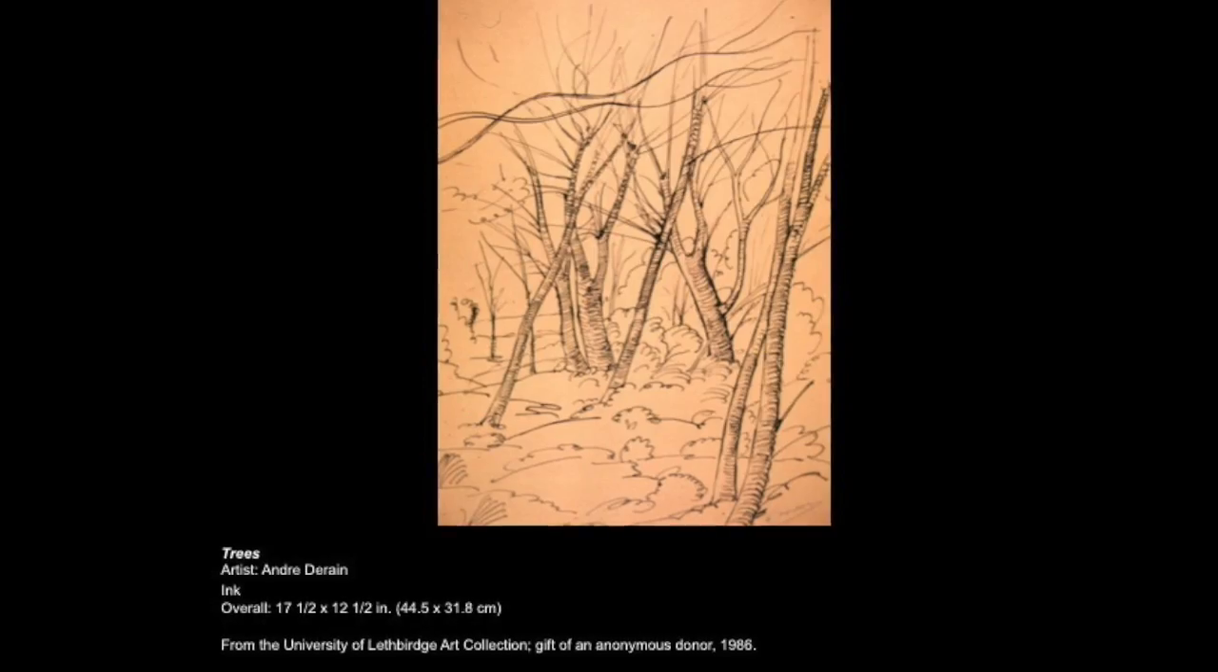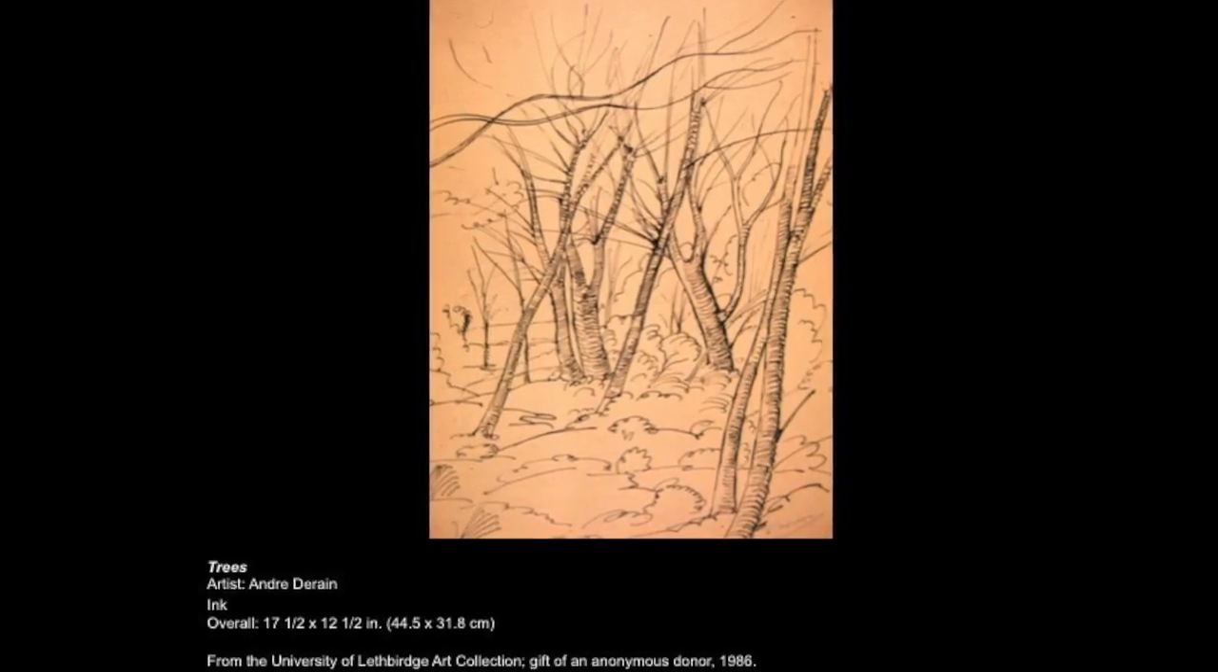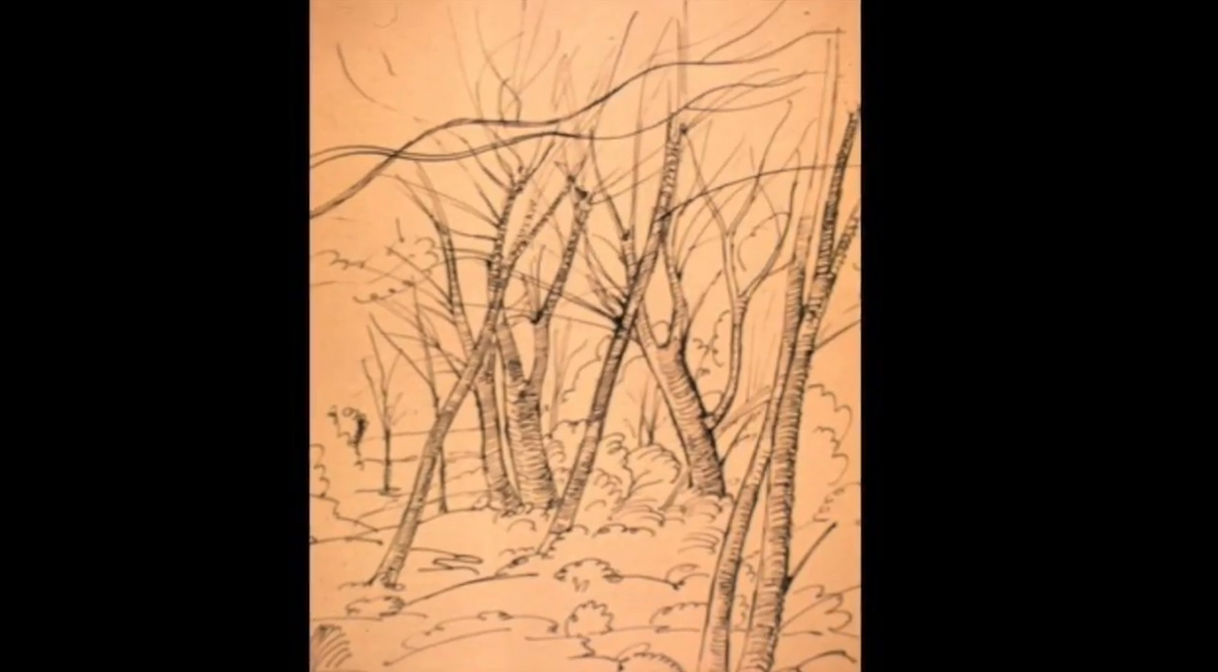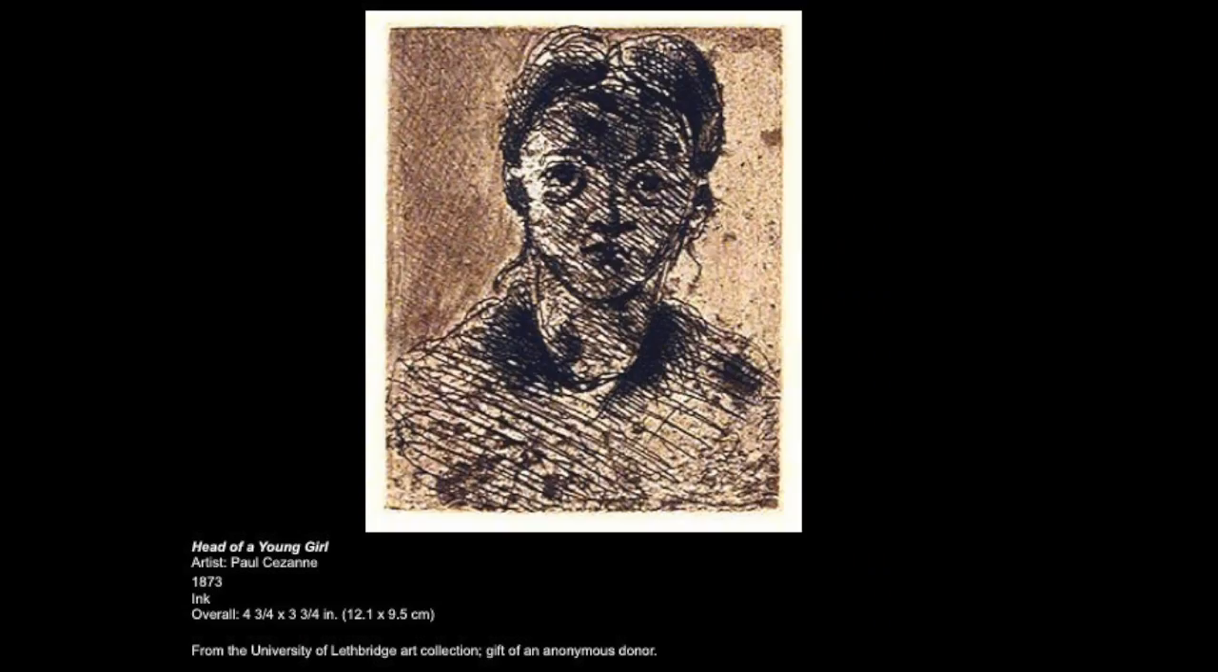Line is any mark with greater length than width. Lines can be horizontal, vertical, diagonal, straight, curved, thick, thin, or broken. This ink drawing by artist André Derain, titled Trees, is an example of the power of line drawing, showing straight, curved, horizontal, vertical, and diagonal, as well as broken line.